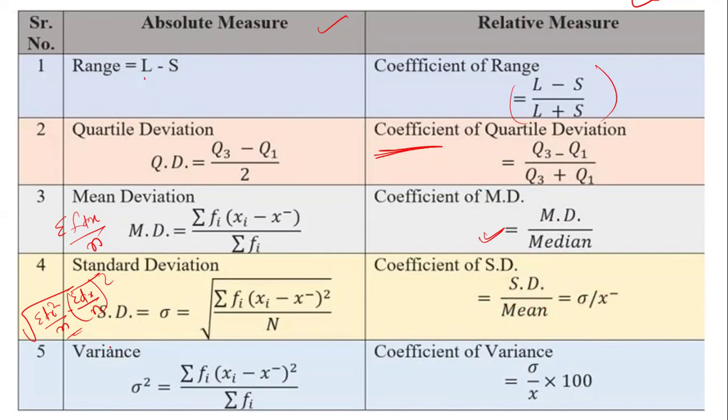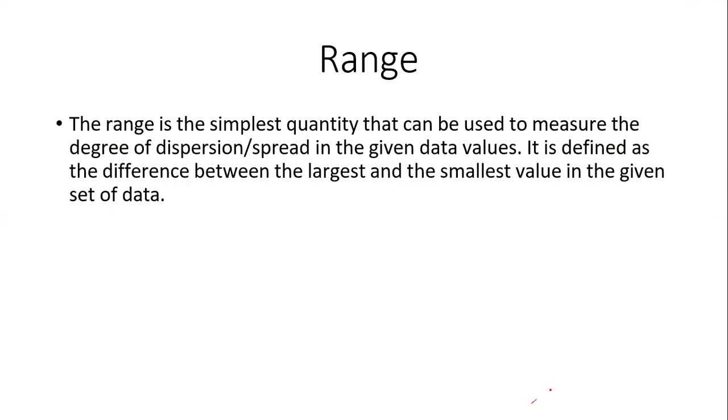Now the variance. If we square the standard deviation, we will get the variance. Then the coefficient of variation, how do we calculate it? That is standard deviation divided by mean multiplied by 100. So x bar is nothing but the mean.